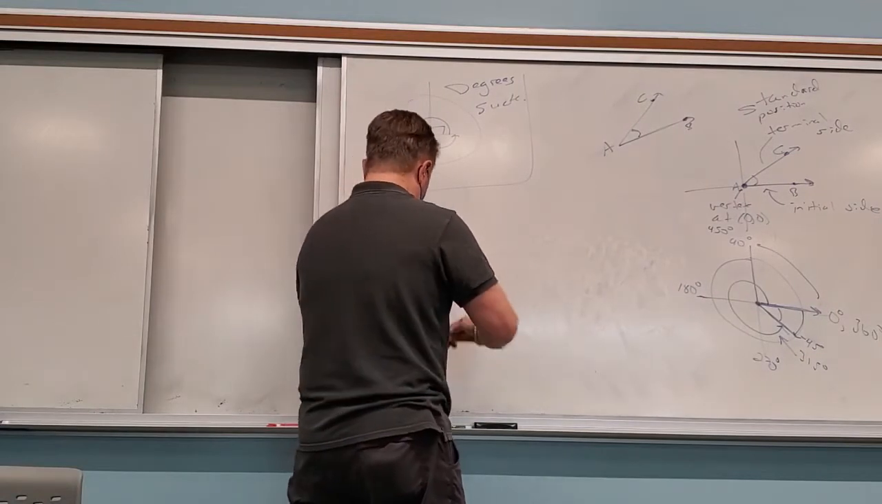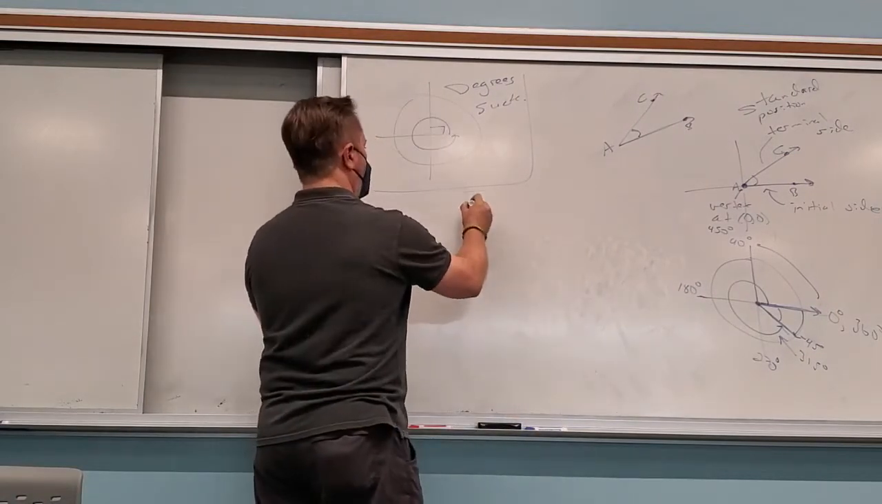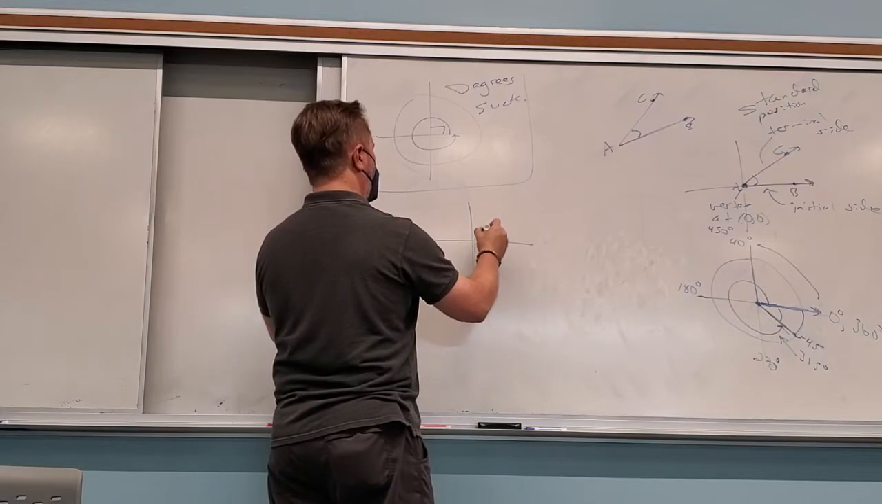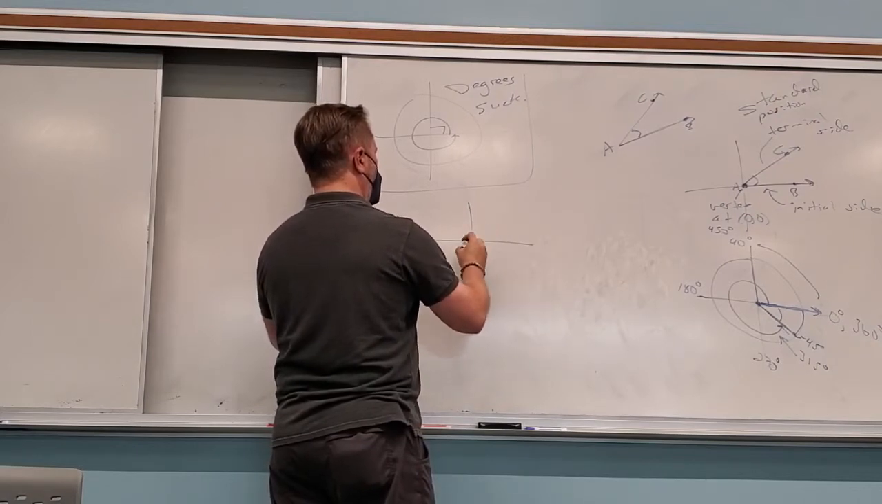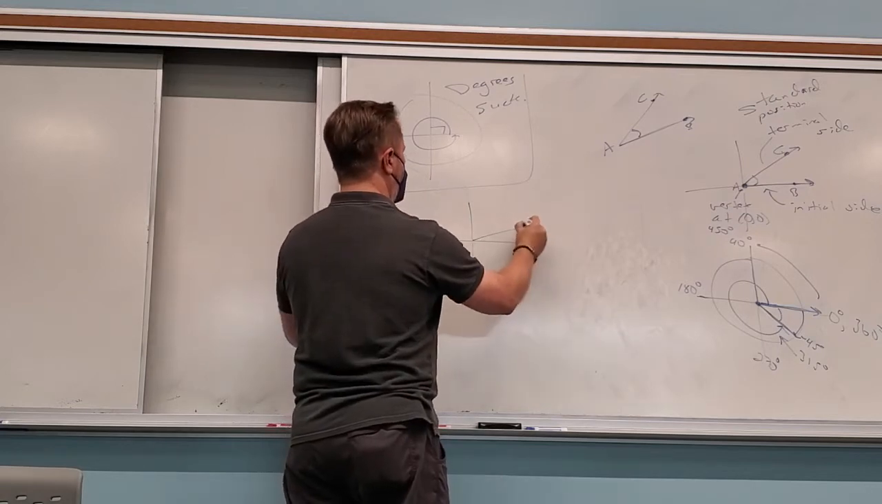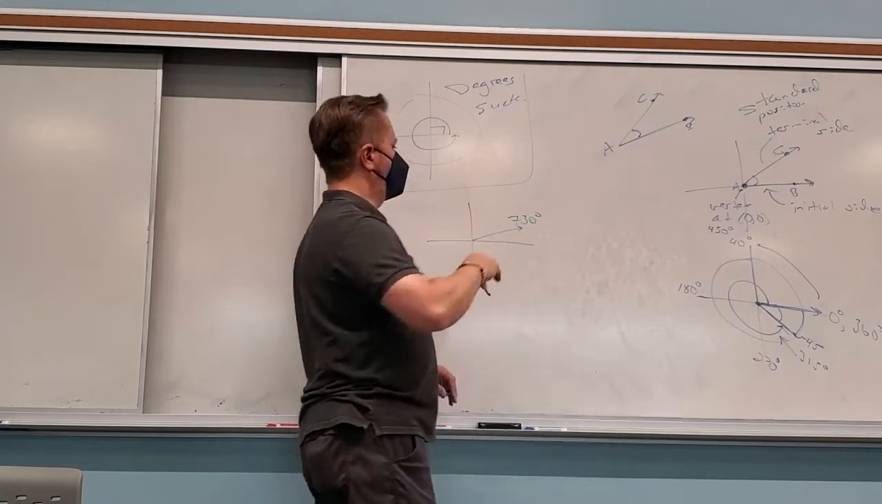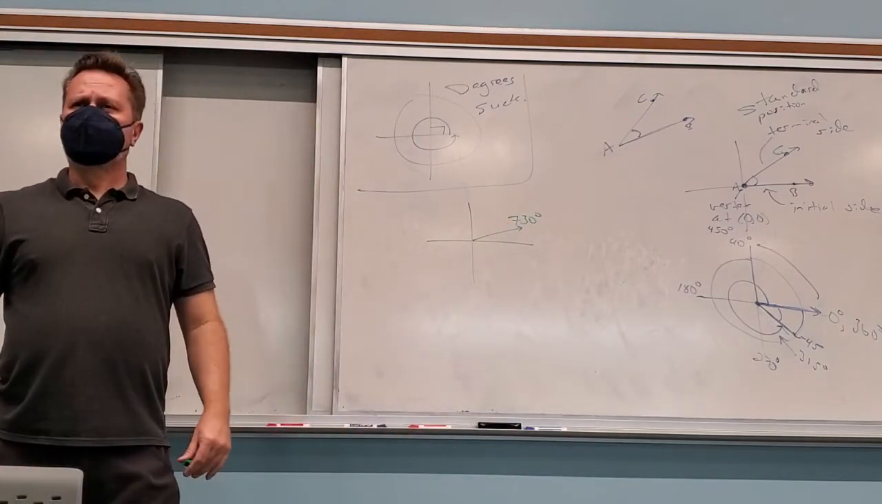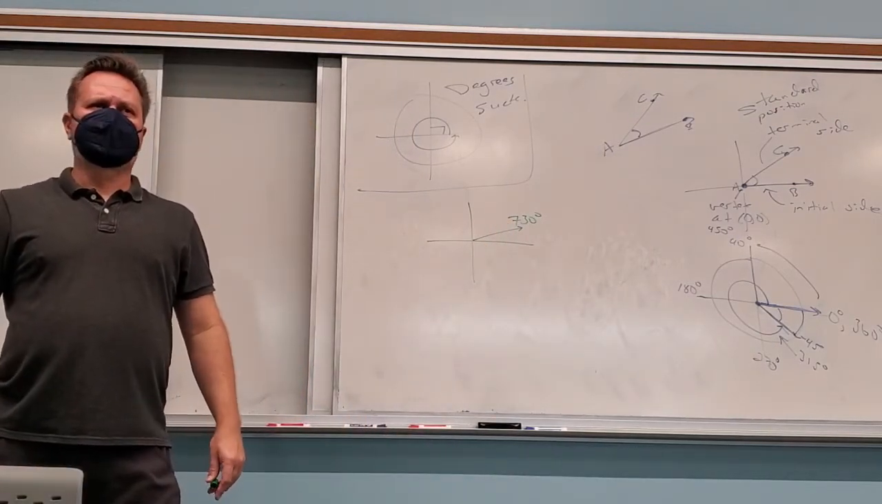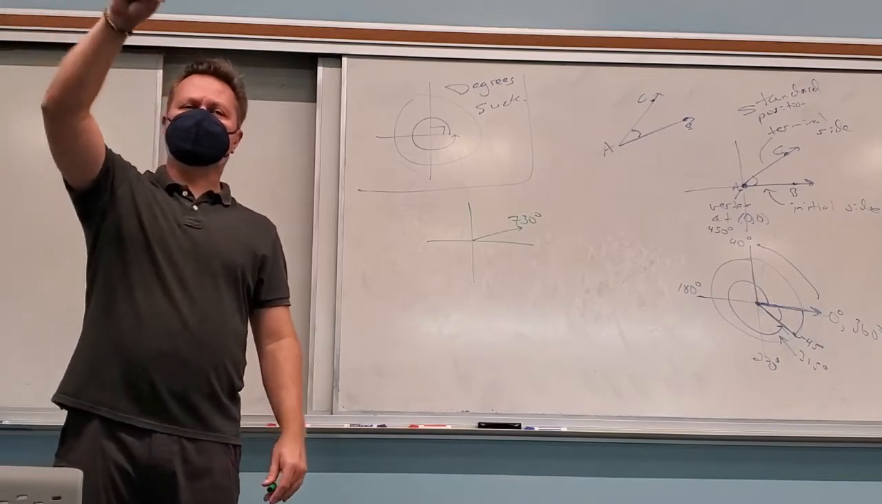So, for example, let's do this right now. What's another name for 730 degrees? I'm going to kind of give this away a little bit. What's special about that one? How many rotations did I do? What's a full rotation?